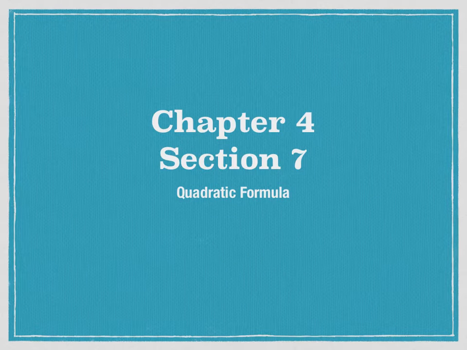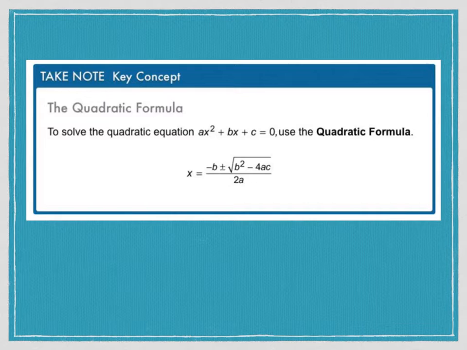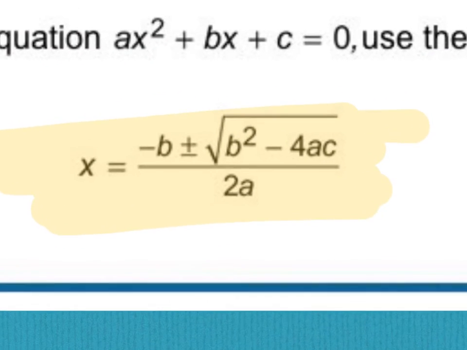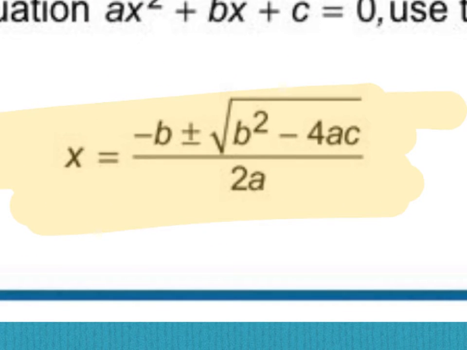All right, so chapter 4, section 7 deals with the quadratic formula. The quadratic formula is negative b plus or minus square root of b squared minus 4ac over 2a. So this right here is just something that you guys have to memorize.